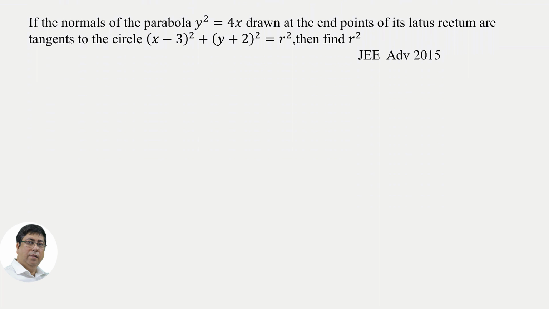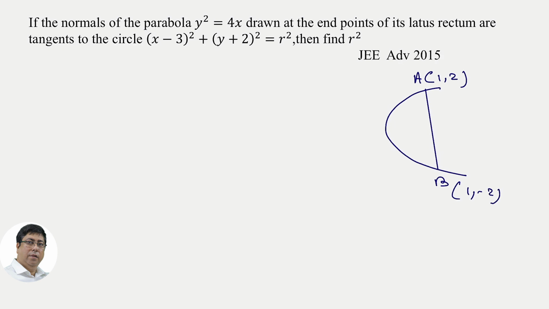Let's solve one JEE Advanced question. If the normals of the parabola y² = 4x drawn at the end points of the latus rectum are tangent to the circle. So it's a very simplified sum. In this case, for the normals of the parabola, a diagram is not so much necessary. So let's do one thing. These are the end points of the latus rectum, suppose A and B. So (a, 2a) and (a, -2a). So (1, 2) and (1, -2).